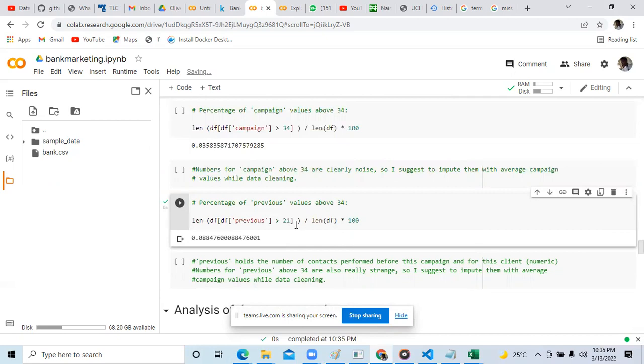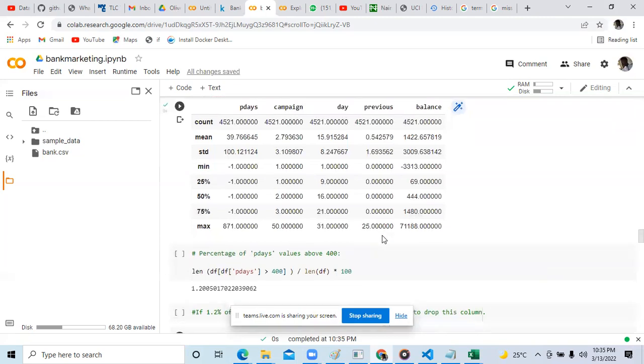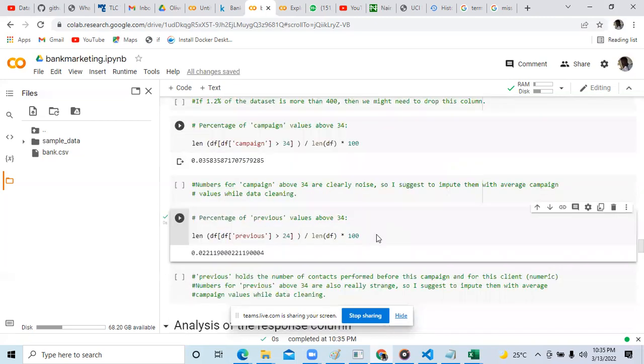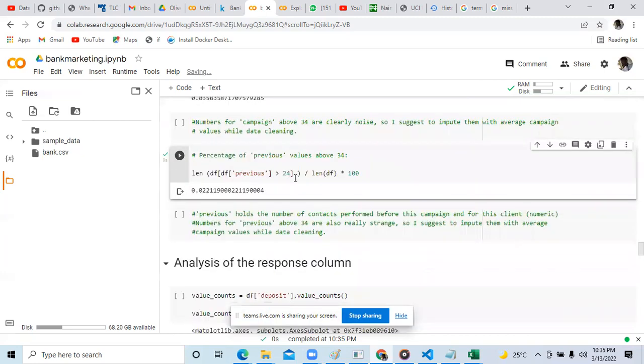What about values above 22? What about values above 23? What about values above 24? It keeps decreasing as you are increasing the value. So I'm obviously going to drop this column because it doesn't look to me like there's any way to salvage this guy.